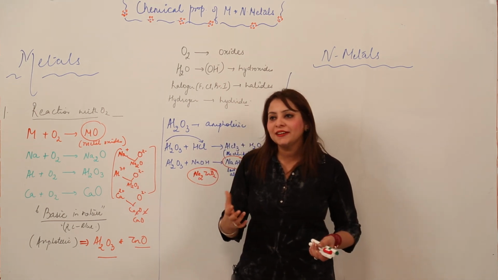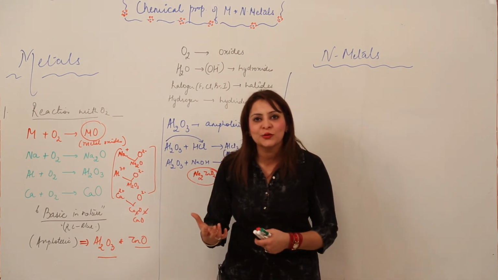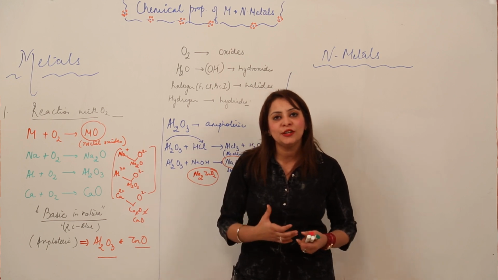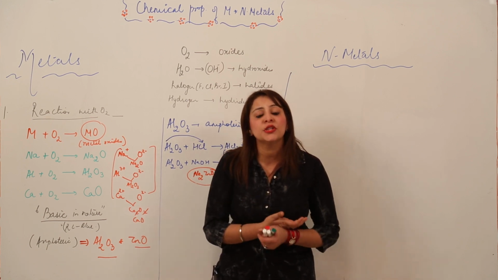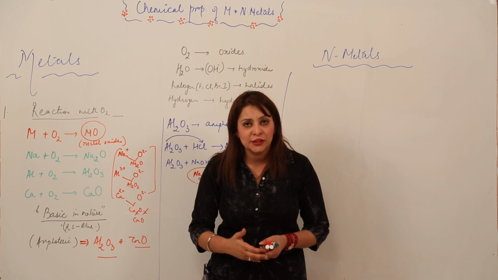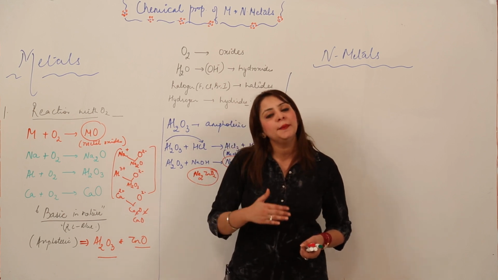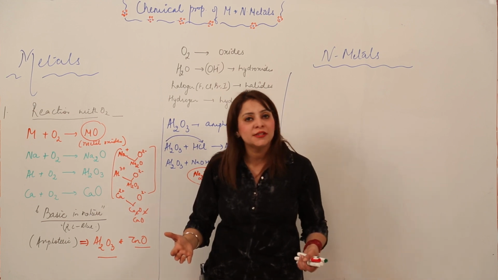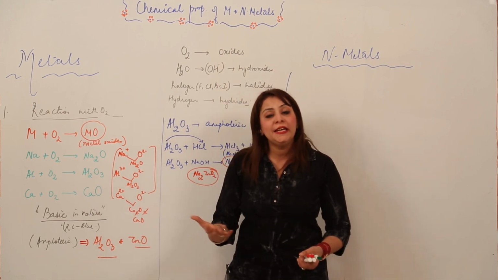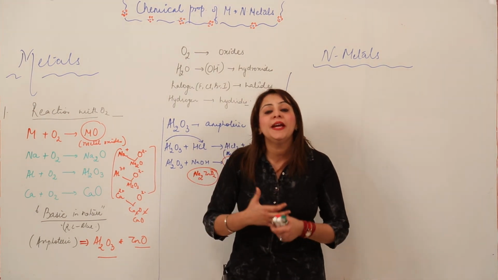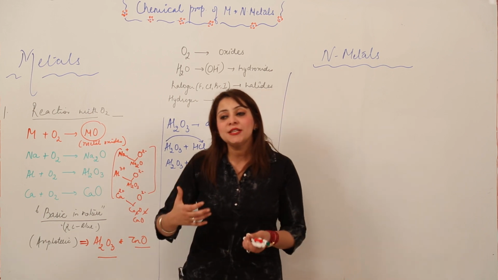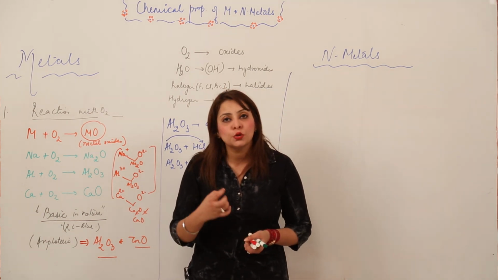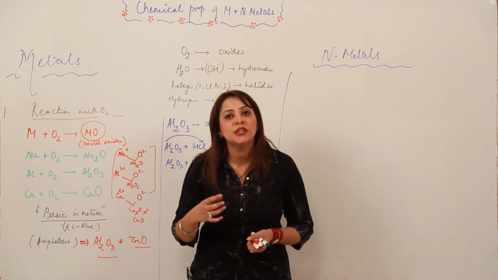See, an explosion cannot be of constructive use. It doesn't serve any constructive use. So to avoid an explosion, we just store it under kerosene oil so that it does not come in contact with oxygen, so there is no reaction with oxygen, it will not form any kind of oxides, and there won't be any explosion, right? So just for this reason, we store sodium and potassium under kerosene oil.